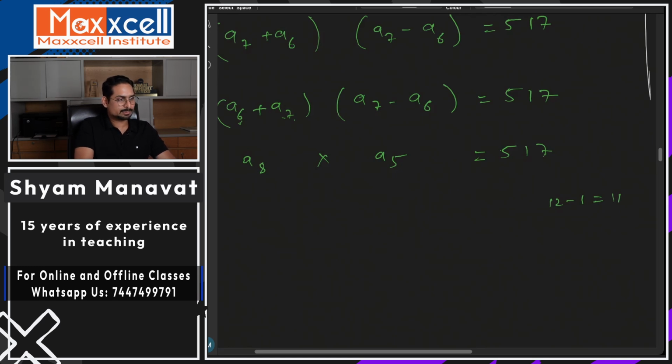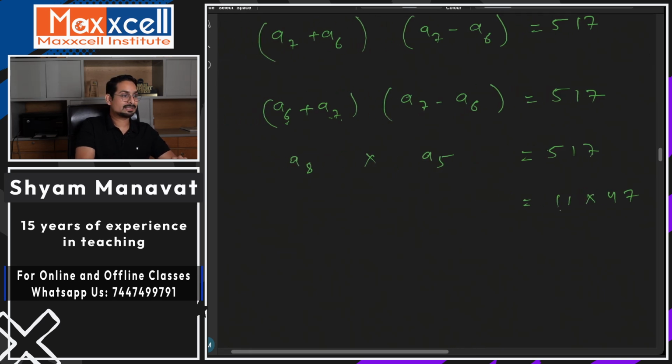Now look at this. That means this number is divisible by 11, right? If you divide 517 by 11, what do you get as the second number, the quotient? This is 47. Now 11 and 47 are both prime numbers. You know what prime numbers are; we have discussed this in concept builder videos. So 11 and 47 are both prime numbers. You can't divide them further.